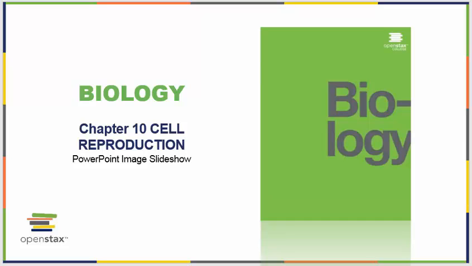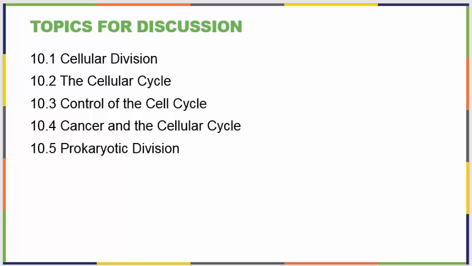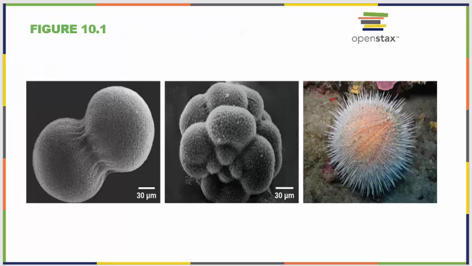Welcome to Chapter 10, An Introduction to Cellular Division. We'll discuss division, the cell cycle in which it exists, how that cycle is controlled, what happens when control is lost, and we'll end on a segue of the basics of prokaryotic division, which for them is actually reproduction.